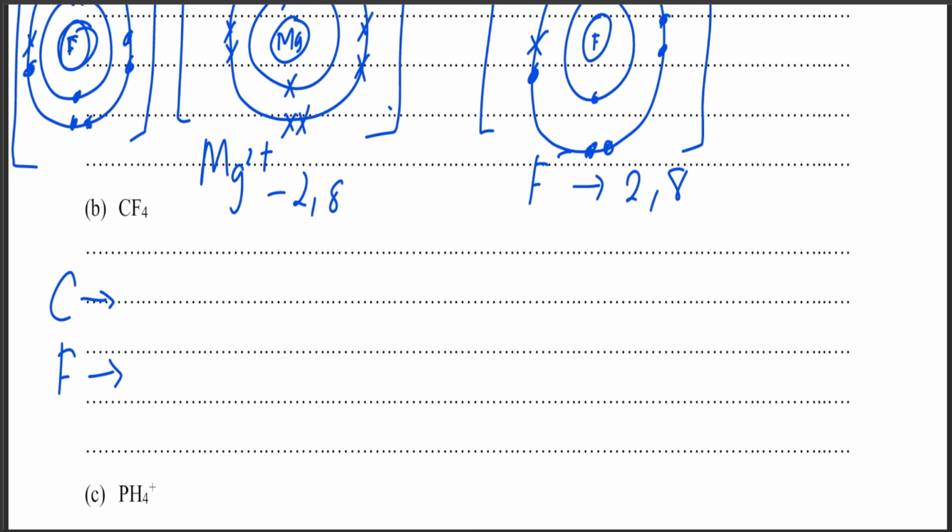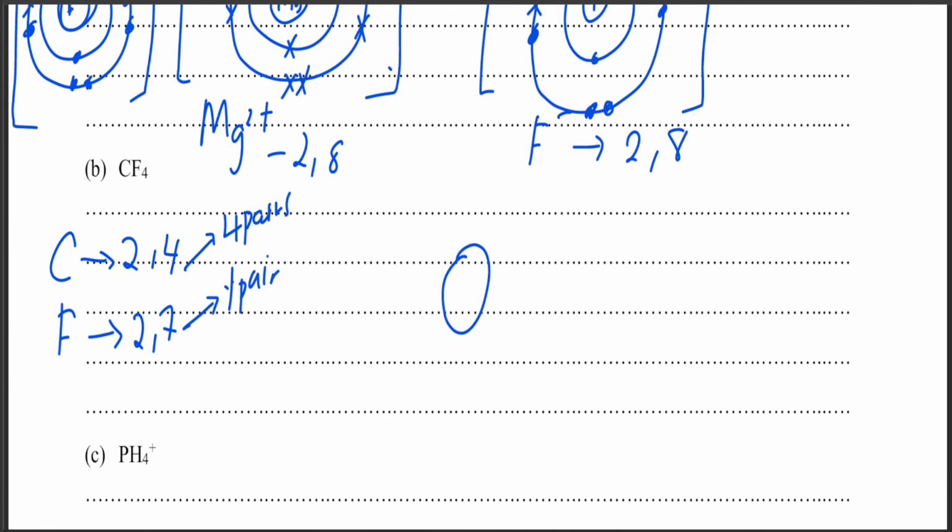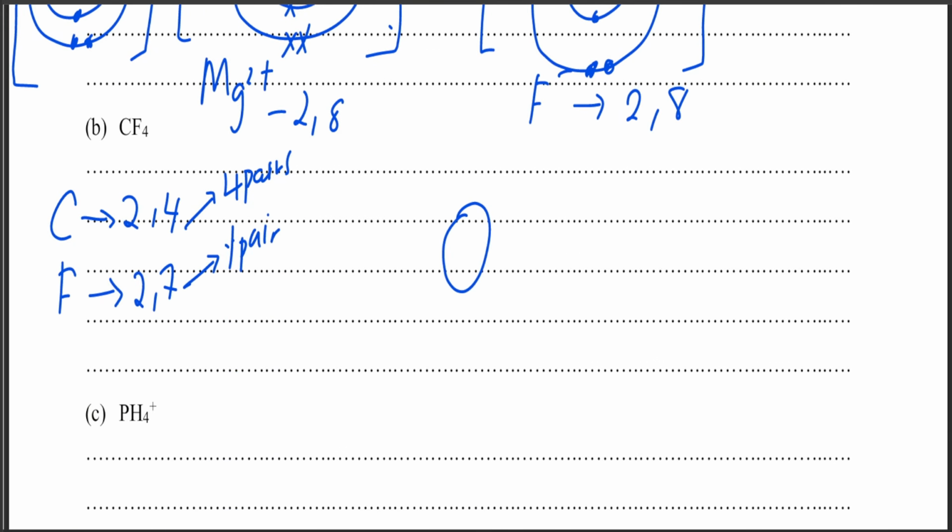So carbon iko number 6, electronic configuration yake itakuwa 2,4. Fluorine iko number 9, which is 2,7. So hapa hakuna kulose wala kugain, they share. So for carbon, it needs at least to share 4 pairs of electrons so that it can be full, and fluorine the same thing, it needs 1 pair, so at least iwe 8. So hapa si lazima uoneshe the whole shells, bora tu uoneshe the outermost shells.